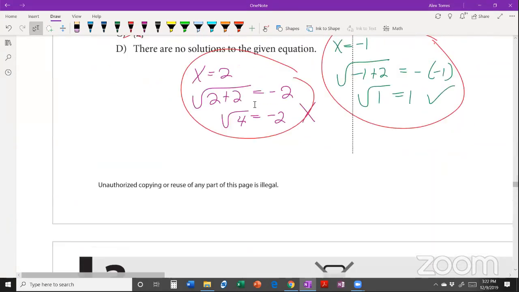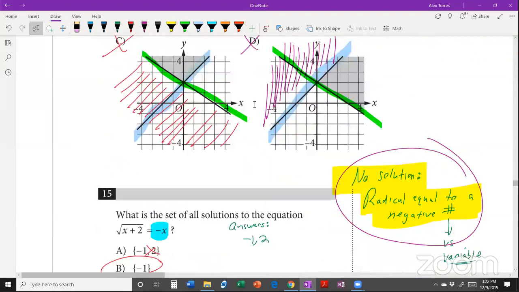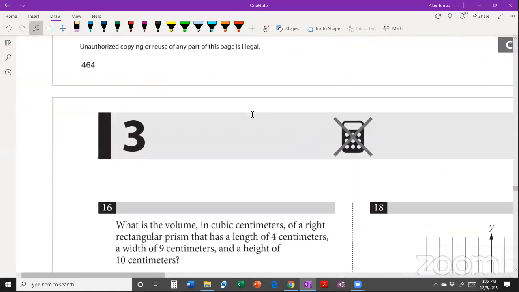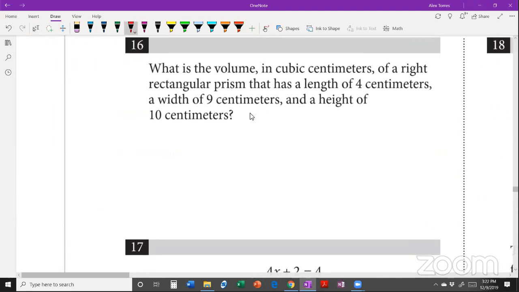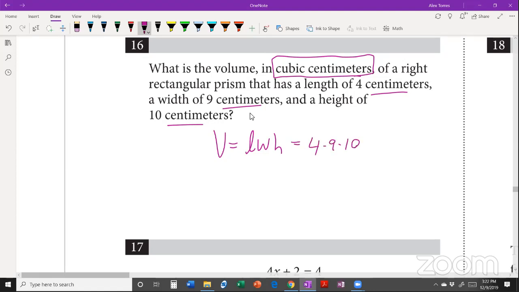Moving right on to number 16 now. What is the volume of a right rectangular prism that has a length of 4, a width of 9, and a height of 10? So you have a formula sheet on the SAT, and it tells you that the volume of a rectangular prism is length times width times height. And we have centimeters times centimeters times centimeters, and we're being asked for cubic centimeters. So we're checking for conflicting units, and there are none. So we just go ahead and say 4 times 9 times 10, which would be 36 times 10, or 360. And the answer to number 16 is 360.